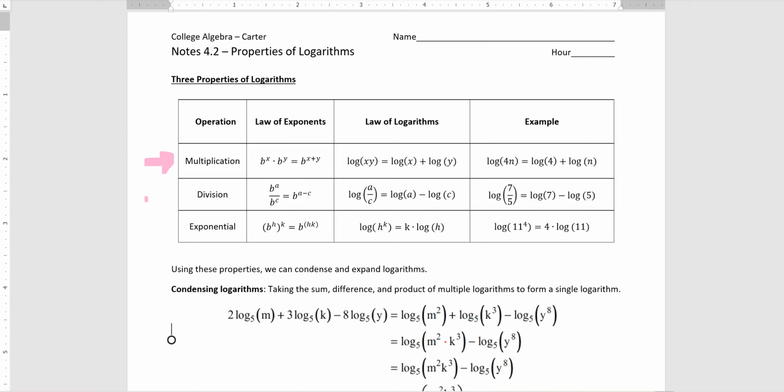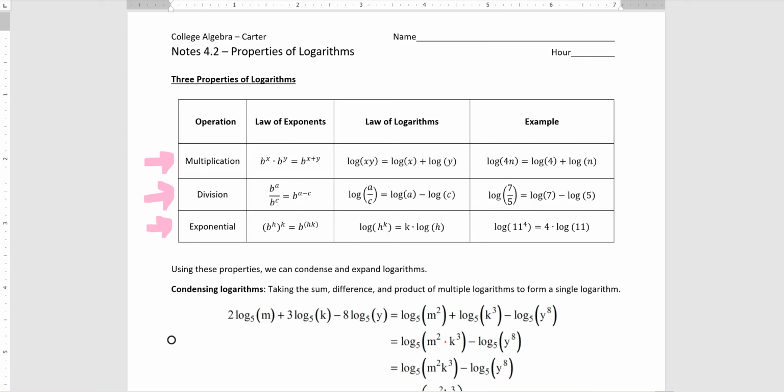Then we have division. We know that property for exponents: b to the a divided by b to the c becomes subtraction, b to the a minus c. Same idea with logarithms: log of a divided by c becomes the log of a minus the log of c. Notice it says numerator minus denominator. So in our example, log of 7/5 equals log of 7 minus log of 5.